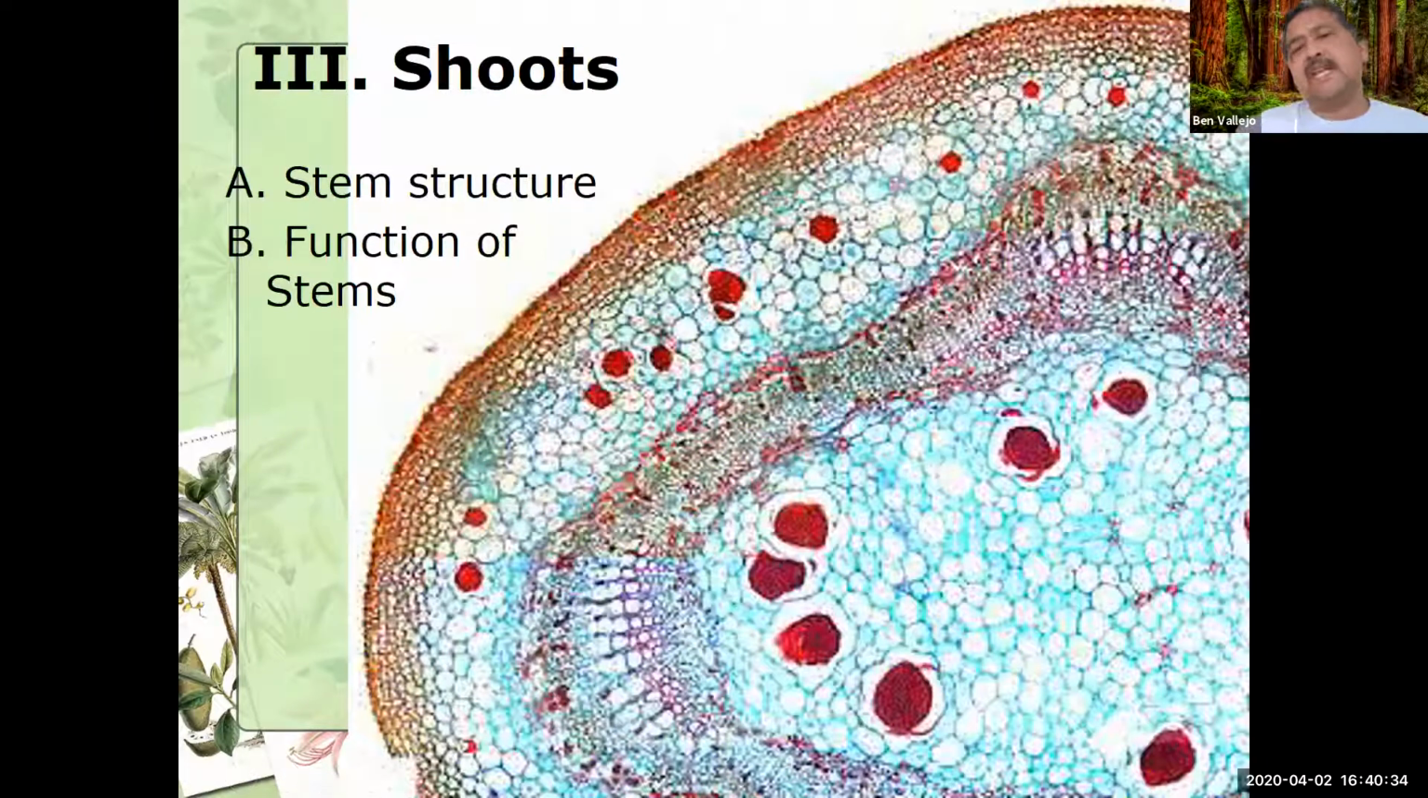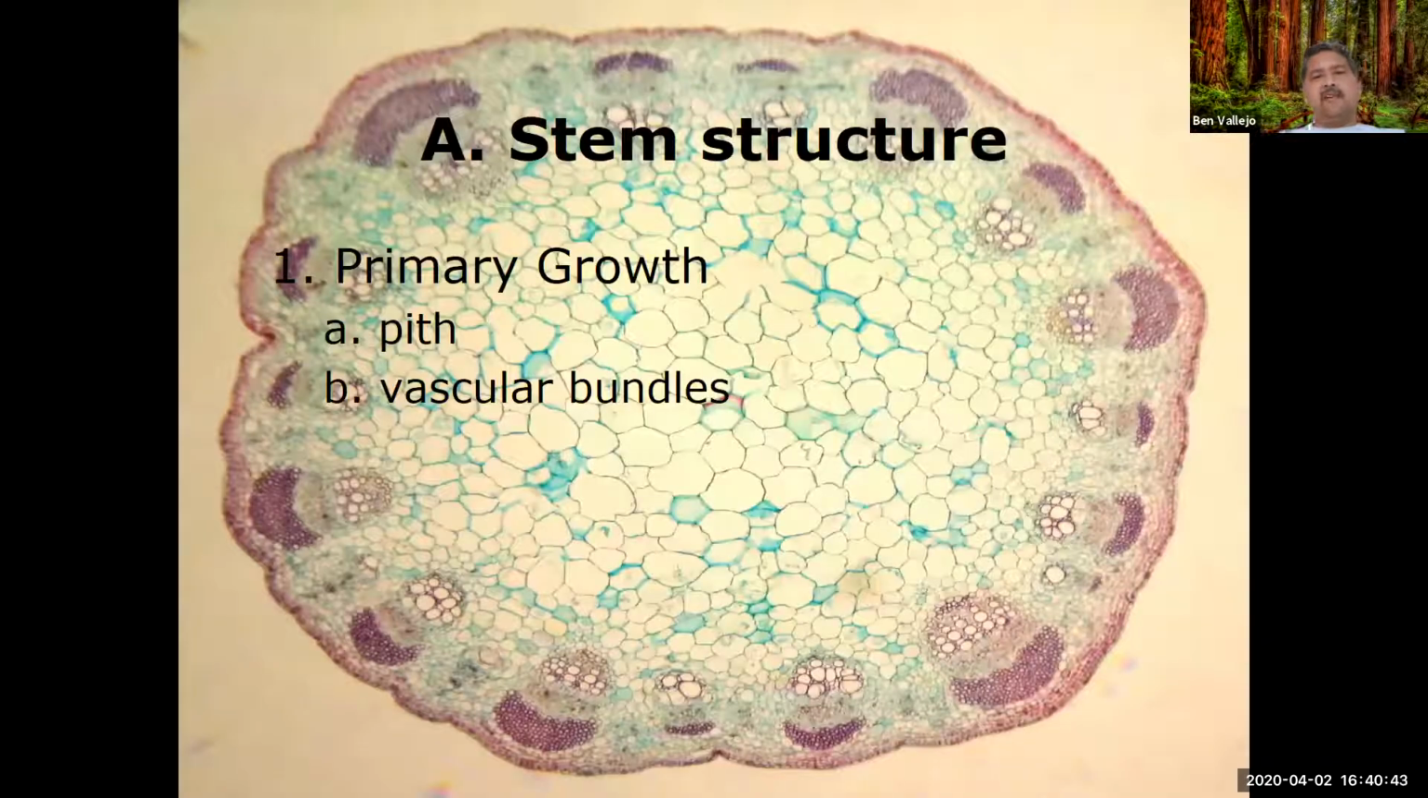Let's take a look at the stems. In botany, the stems are called the shoots. So we'll take a look at the structure and the function of stems. If you take a look at this cell in the background, most of the ground tissue here in the stem is called pith. So this is all the pith. And then the vascular bundles are here. Okay. And you can see that the water is moving up.